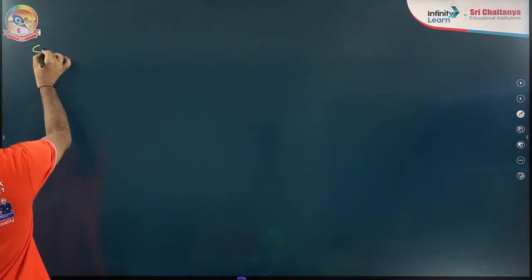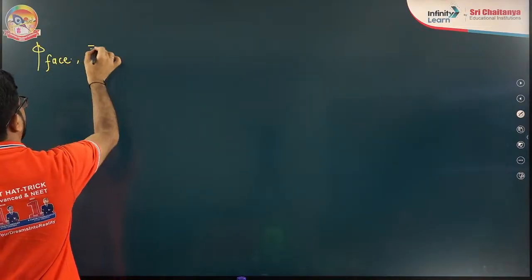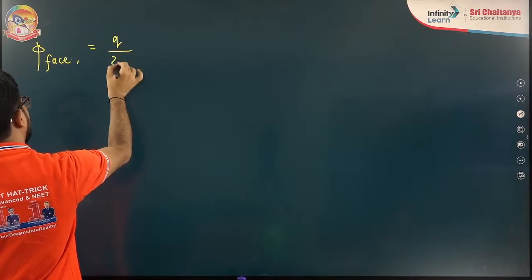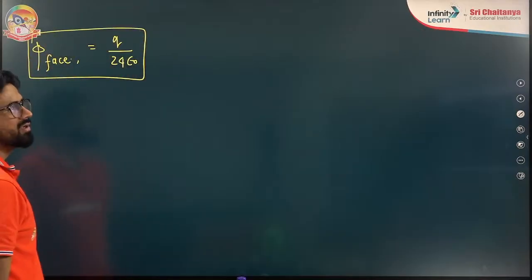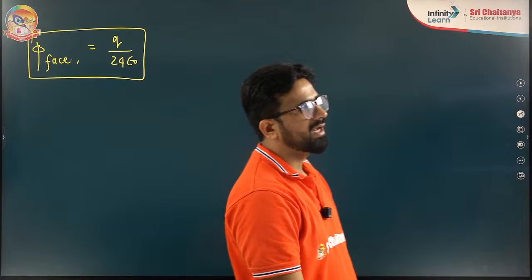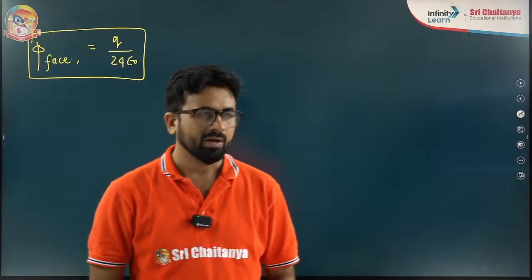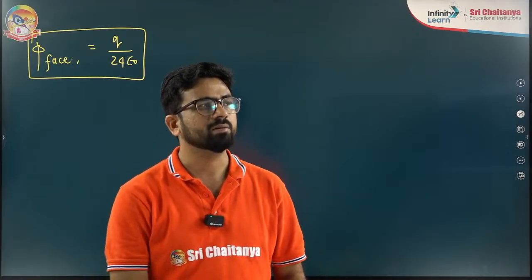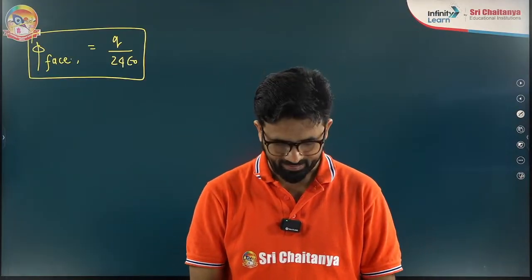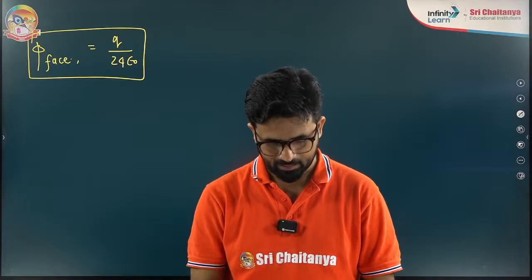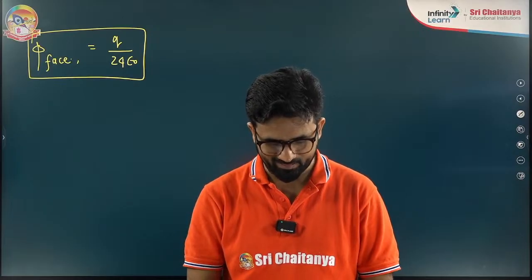So we can say the flux associated with one face is equal to q by 24 epsilon. Don't get confused, these are the faces where the charge is not touching. So this is a very simple question that I am giving you. Now, are you understanding this part? If you are understanding, you can reply. Please reply if you are understanding or not, because I am not getting your responses. So it becomes a little difficult sometimes.